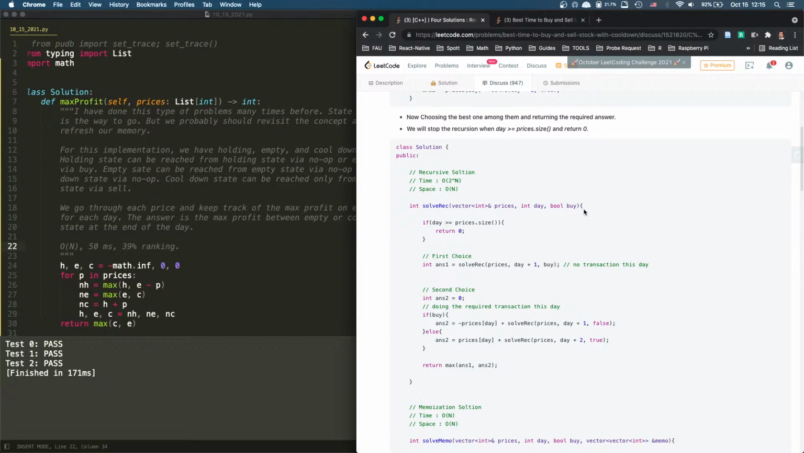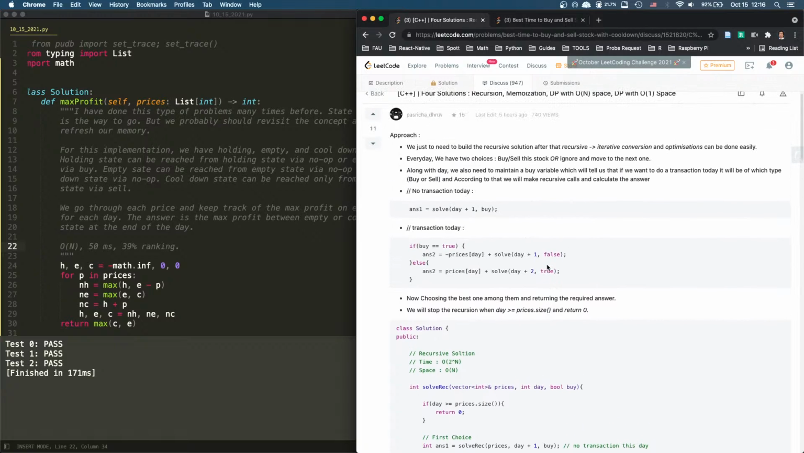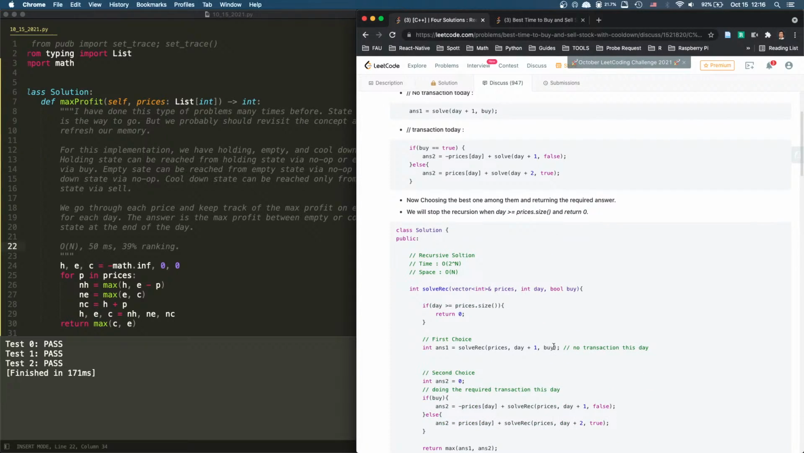Okay, so buy is a Boolean value. And we return the profit, right? Return the maximum profit. So every day we have two choices. We either don't do anything, right? And then we want to solve prices, and day plus one. We just go to the next day and then we follow the same option as before. If we wanted a transaction today, it'll be which type, okay? So this is another transaction, that's cool.